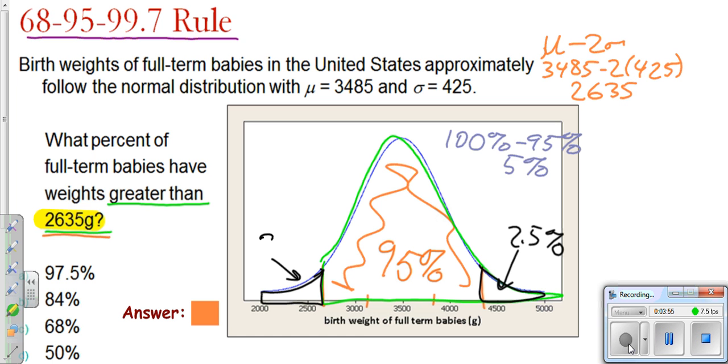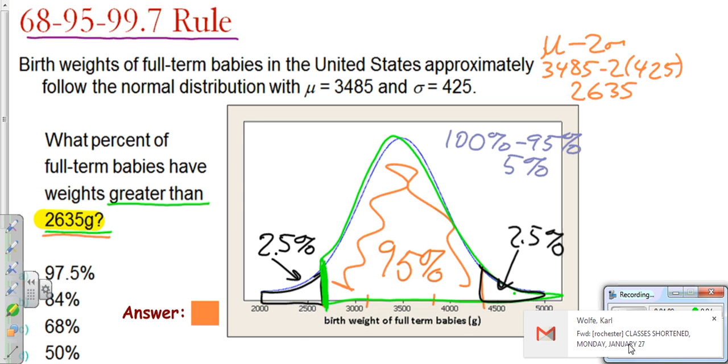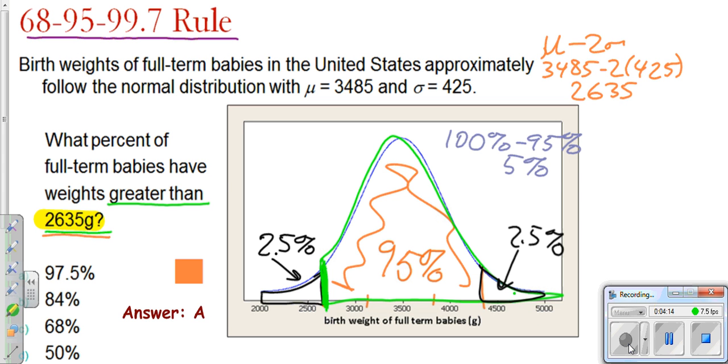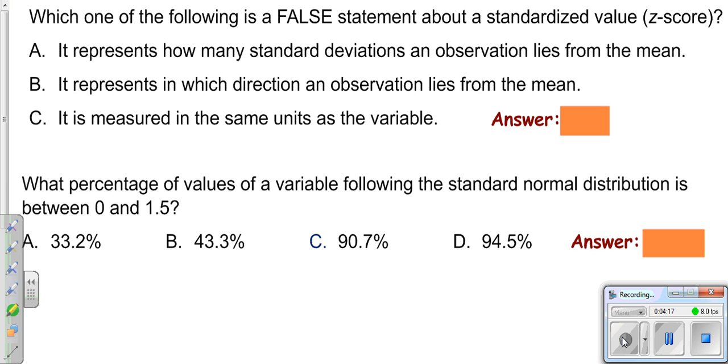However, when we are looking for what's greater than this mark right here, that means we're looking for everything to the right of that, and that's that orange 95, plus at the far end over here, that 2.5. So that gives us then 97.5, or answer A. So as we are looking at this one here, what is false? Well, what is false is C. Your standard deviation does not have units, or is measured in the same units. Your z-scores don't have units.